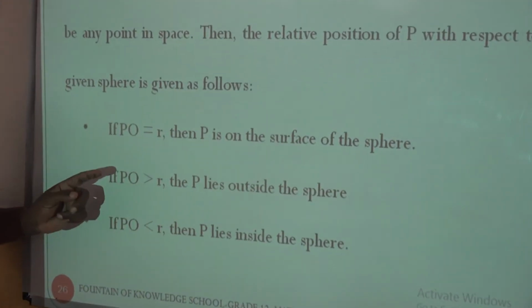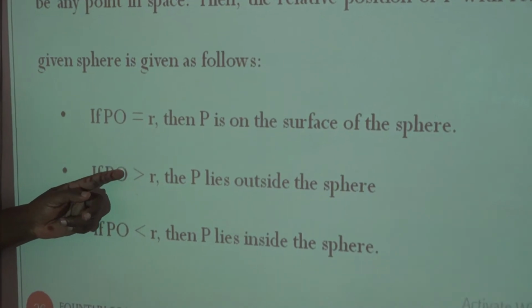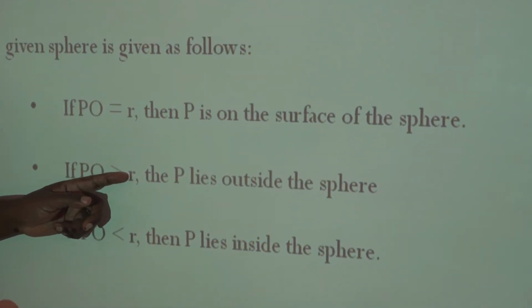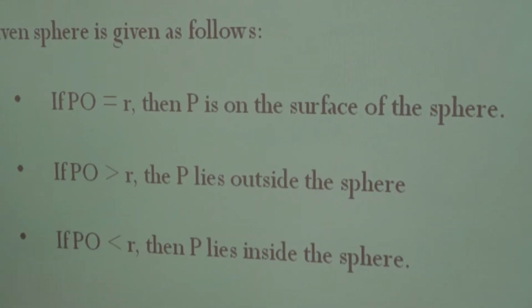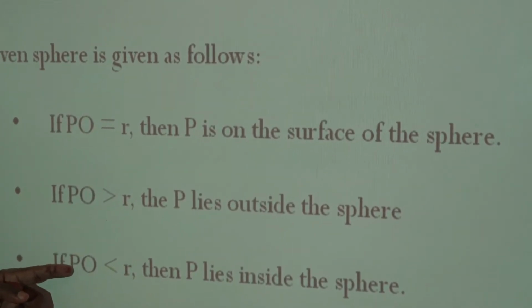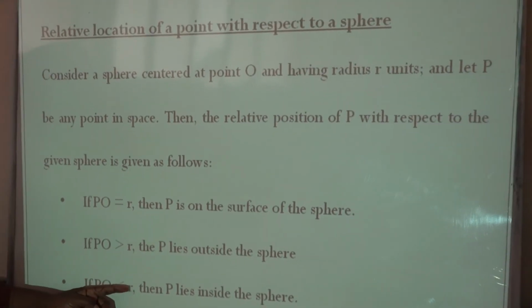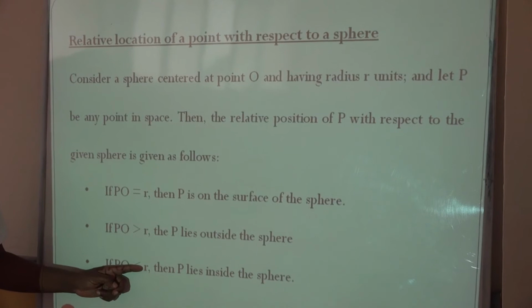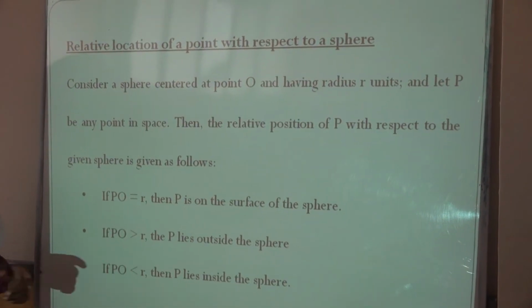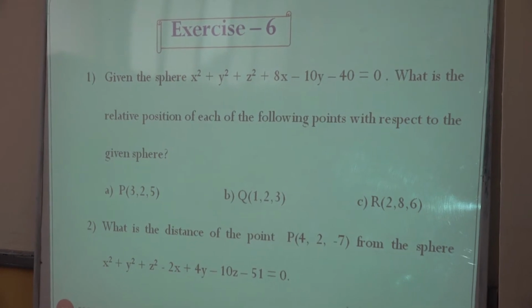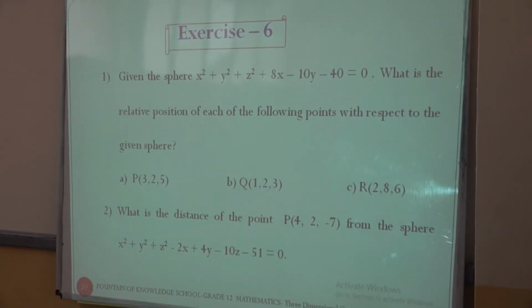If the distance of that point from the center of the sphere is found to be greater than r, it means the point lies outside the sphere. And if the distance of the point from the center of the sphere is found to be less than r, it means the point lies within the sphere. So based on this, you are expected to solve exercise 6.6.